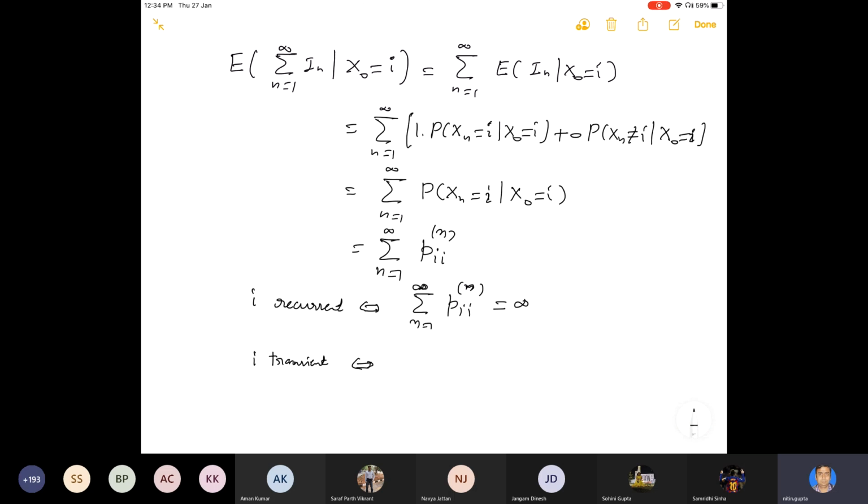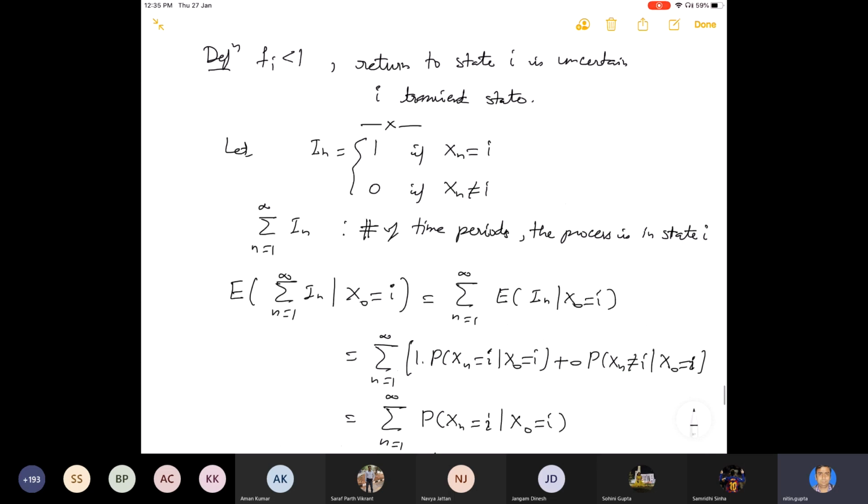Then that means this expected number of time periods the process is in state I, starting from state I, converges. So that is also an equivalent definition. So we can say that if Fi is 1 or Fi is less than 1, these are the equivalent definitions for recurrent or transient state. Either you can check either of them, where Fi is different from Pii.